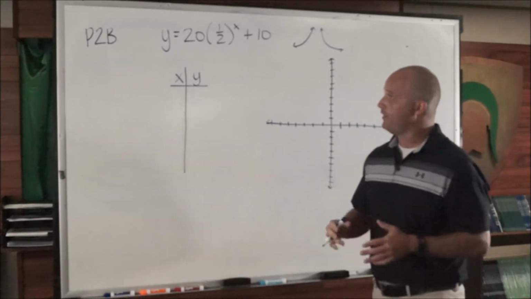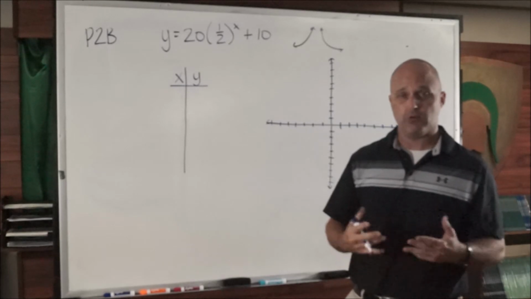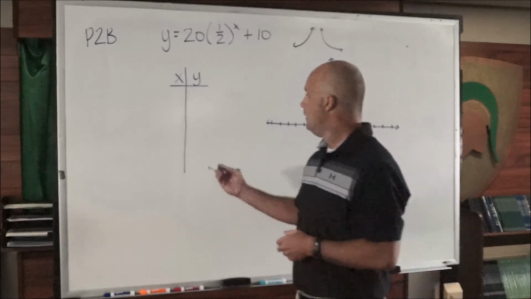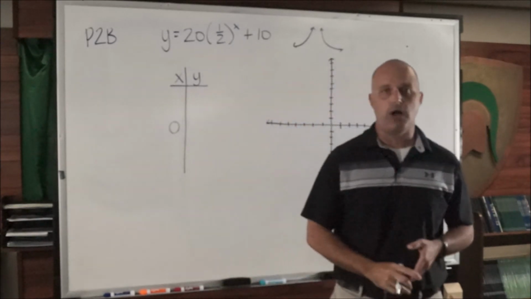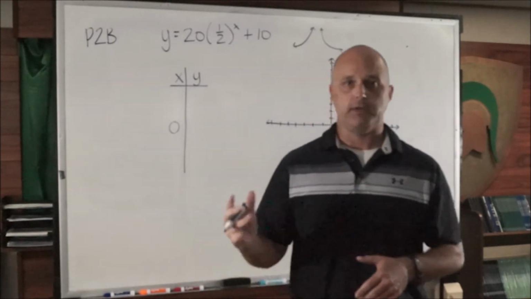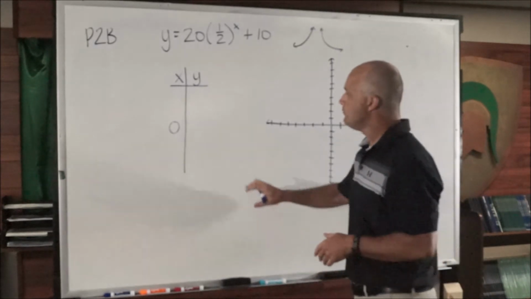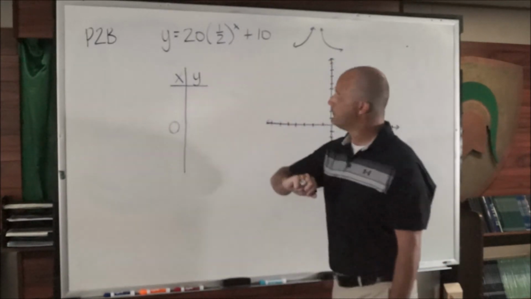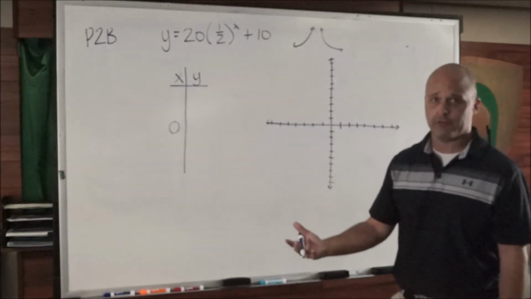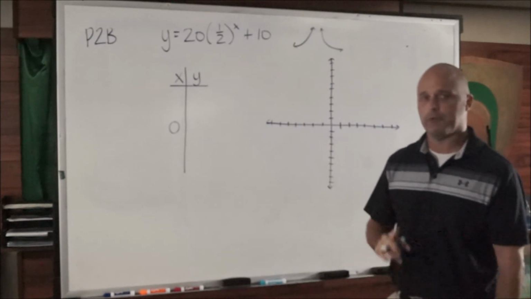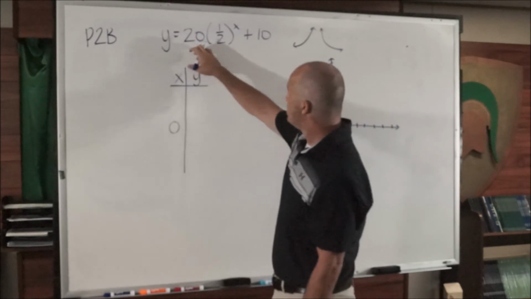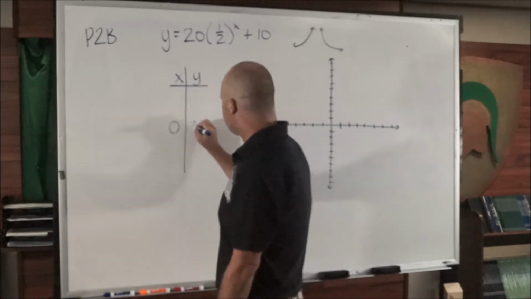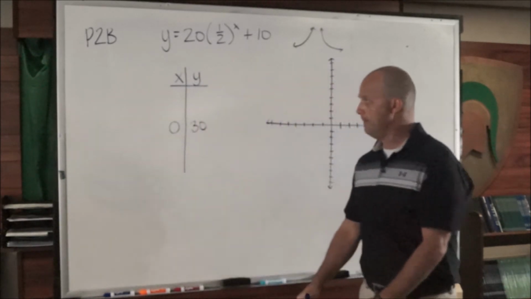So one of the things that I want to do first is I want to figure out kind of where my y-intercept is at. So I'm going to start by plugging in 0 for x, because remember that the y-intercept is the value of y when x equals 0. So if we do that and put in 0 for x, remember anything to the 0th power besides 0 is going to be 1. So 1/2 to the 0th is 1 times 20 is 20 plus 10. We end up with 30.